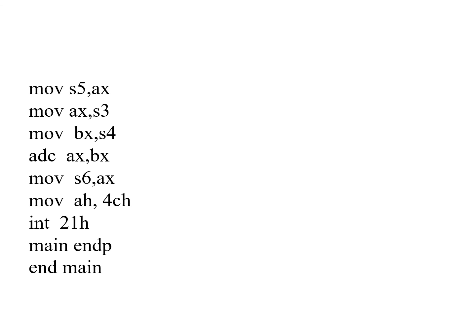Again, now it is not ADD, it is ADC, nothing but add with carry. Add with carry means while adding 5678 and BBBB, we will be getting a carry. That carry has to be added with the next 16-bit addition. That is why here we use add with carry, ADC AX comma BX. Now these two will be added with the carry, and the answer will be loaded in AX. In the next line it will be moved to S6.